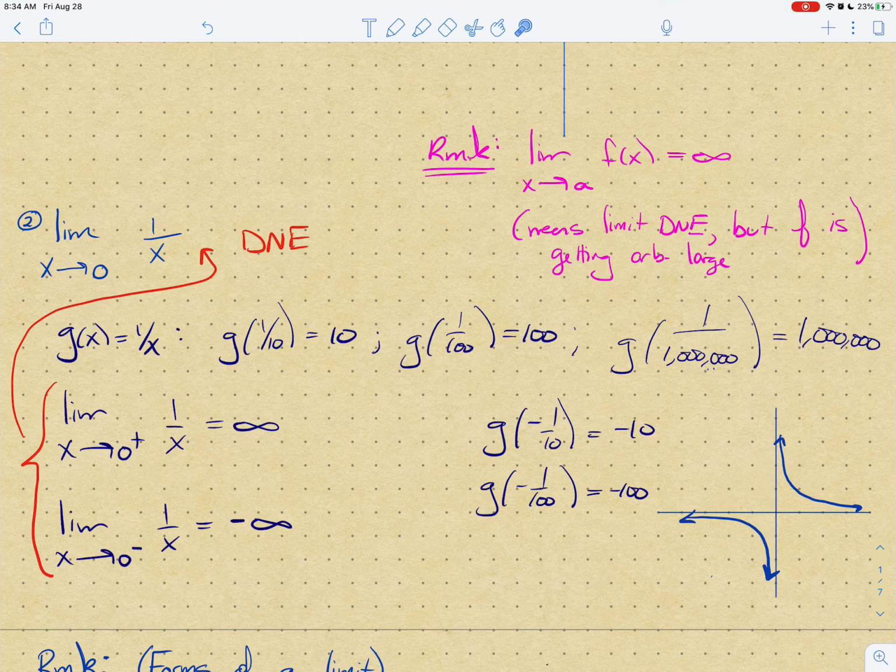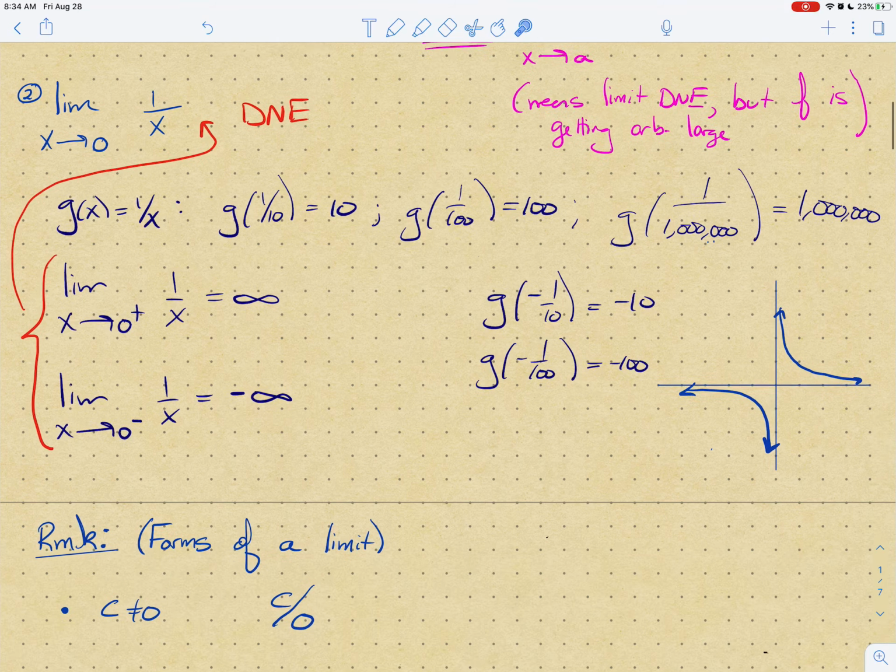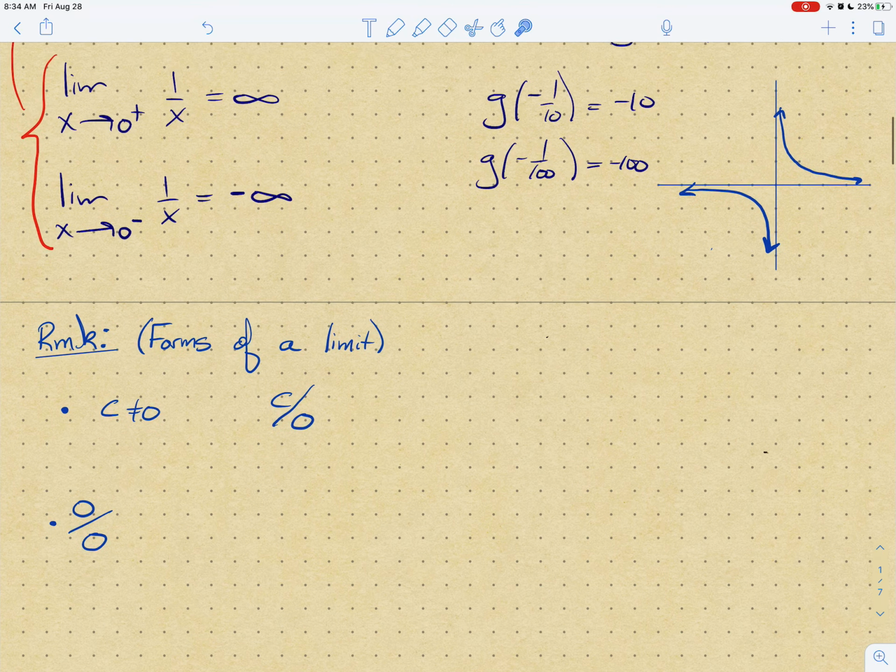All right, so let's end this video with a remark. I want to talk about the form of a limit. So a couple of things here. Let's assume that I have a number c that's not 0. And let's suppose that when you work out your limit, it is of the form c over 0. I'm going to show you an example of that.